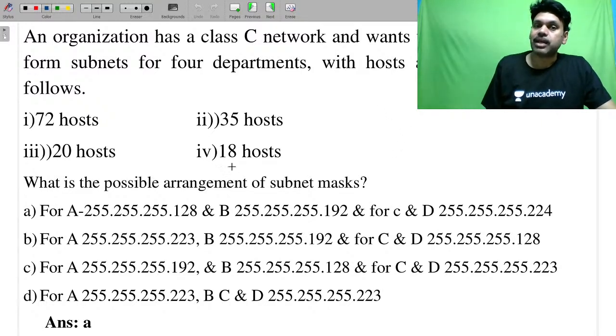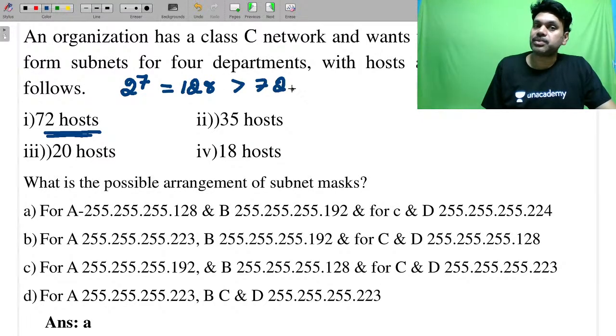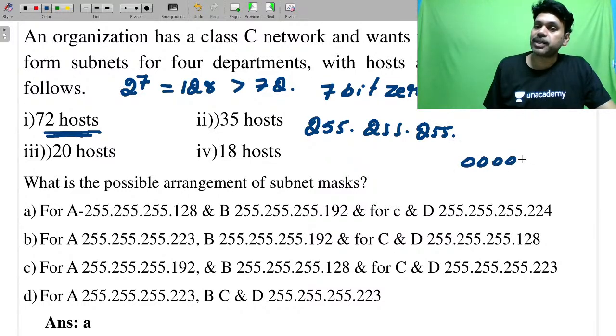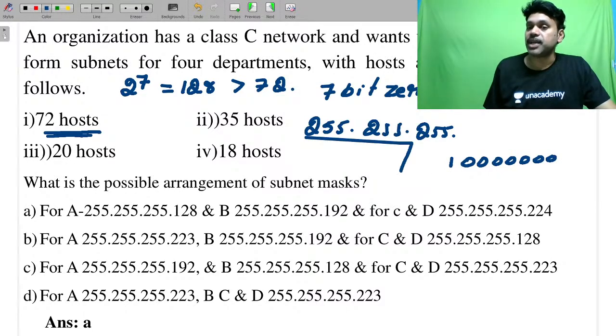What is that? Please look at 72 HIDs. 72 HIDs is nothing but 2 power 7 is nothing but 128, which is greater than your 72. So I am doing 7-bit zeros. When you do 7-bit zeros, your default mask is 255, 255, 255, and only I am keeping 7-bit zeros only. The remaining 1 bit is 1. What is the meaning of this into decimal?